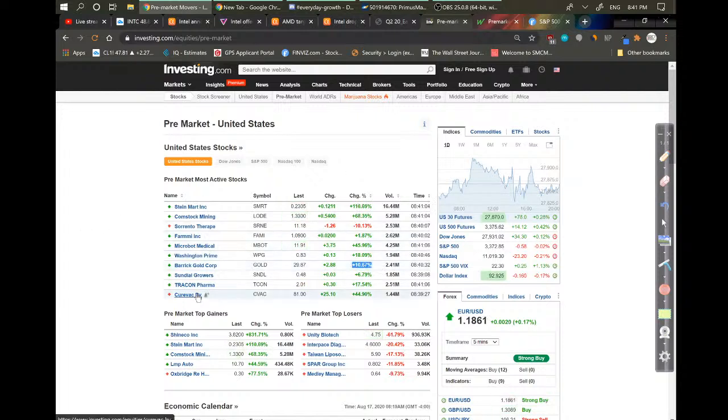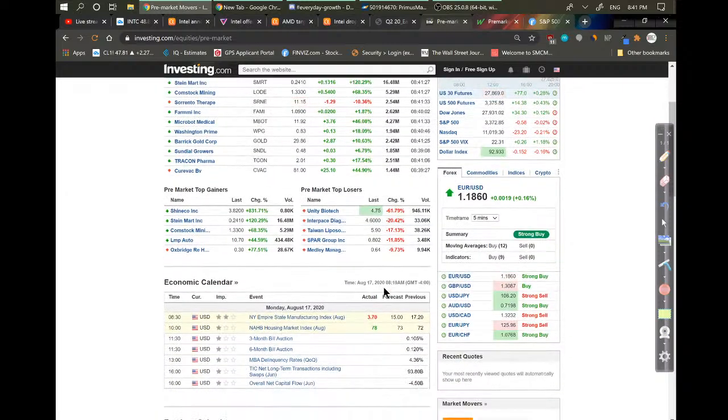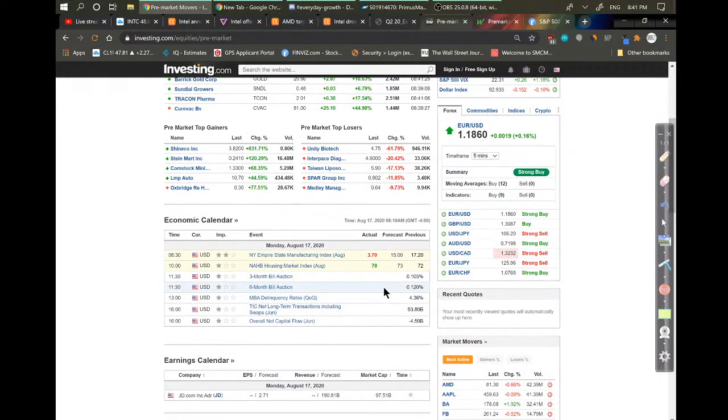Barrick Gold up 10% after knowing that Berkshire bought a good amount of the stock, putting it on their balance sheet. Let's see, Steinmart, not sure what this is. Gonna ignore anything that's less than $1 here. Sorrento, Microbot, okay, Barrick. So Barrick's the only one pretty much. Shineco, Steinmart, okay. Any news today? Not really that much.